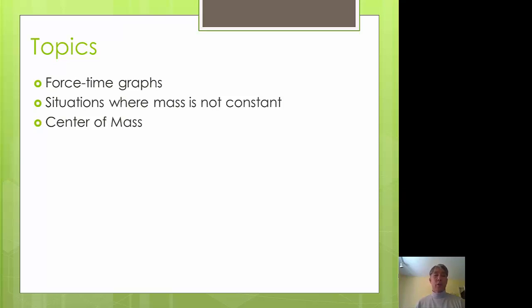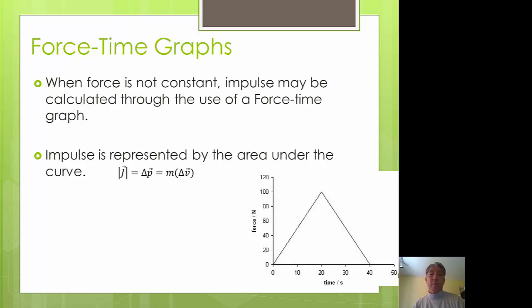Then we're also going to look at situations where mass is not constant. This is the situation when we have rockets or water jets. The last thing I'm going to add is a little short discussion on the center of mass and how we can use the center of mass to do some calculations with respect to conservation of momentum.